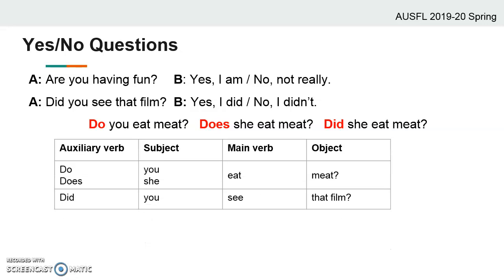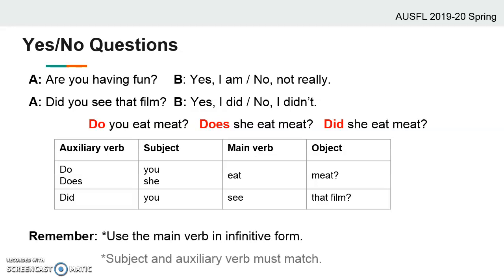Let's have a look at this table. There are 2 auxiliary verbs in simple present tense. We say, do you eat meat? But does she eat meat? And in simple past, the auxiliary is did. As you see, we use the main verb in infinitive form, but you must remember to change the auxiliary depending on the subject and tense.